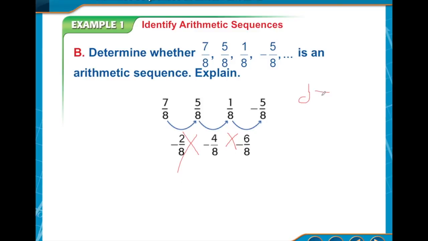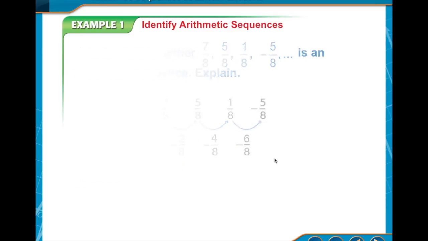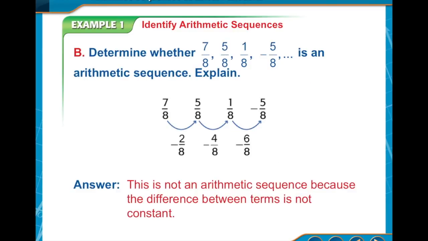So D, there's no common difference for this. Since there's no common difference, we know that this is not a sequence that's adding the same thing every time. So using that term, arithmetic, it is not an arithmetic sequence. No. And the reason, there is no common difference. That common difference is not constant. It's not the same.